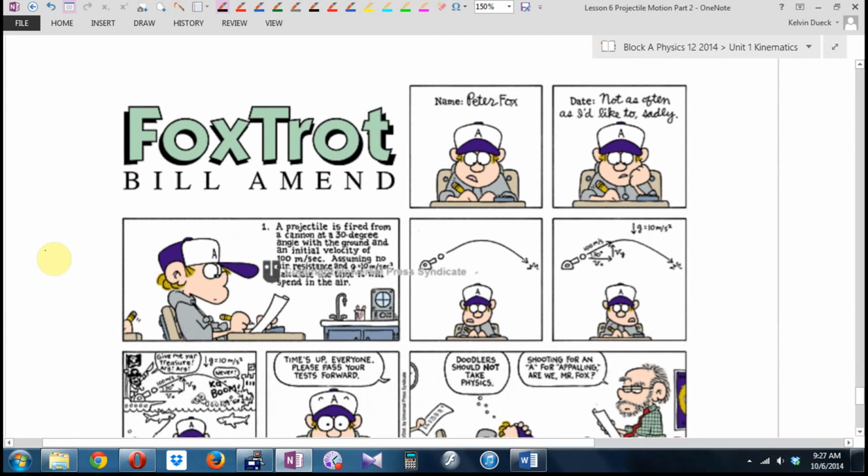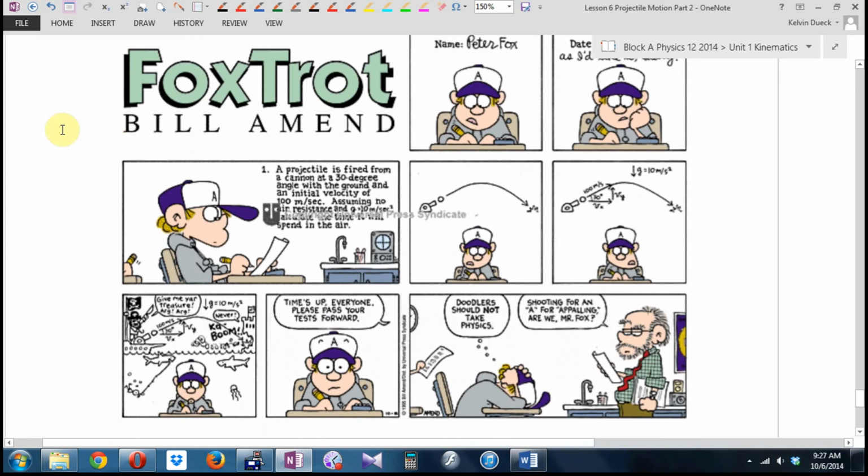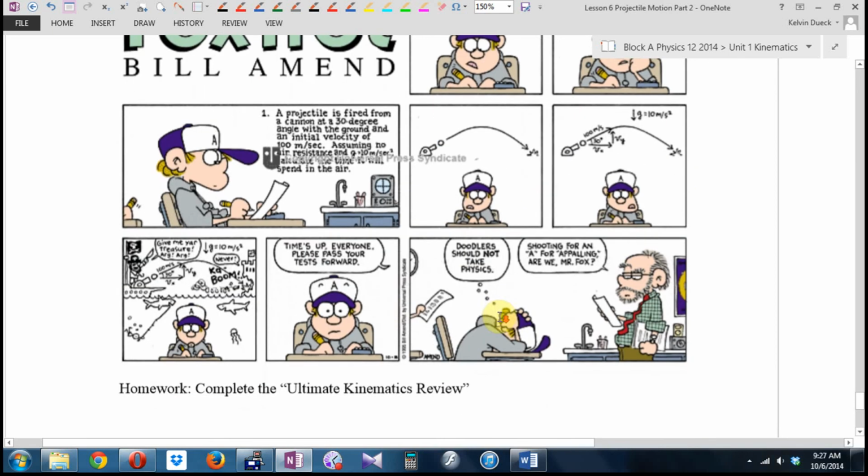What's your homework? Oh, a comic from Foxtrot. Again, what I like, if you'll notice, the physics is correct, although he's using g equals 10 instead of negative 9.8, which I guess is acceptable, but the physics here is correct. The doodling is correct as well.